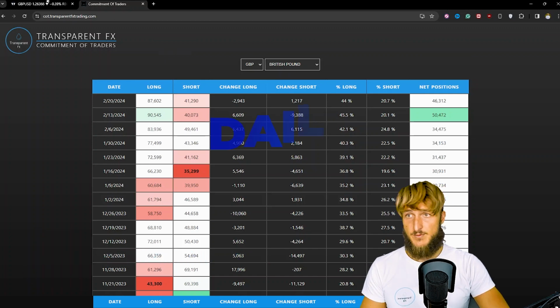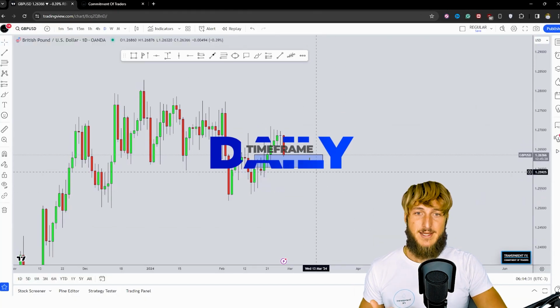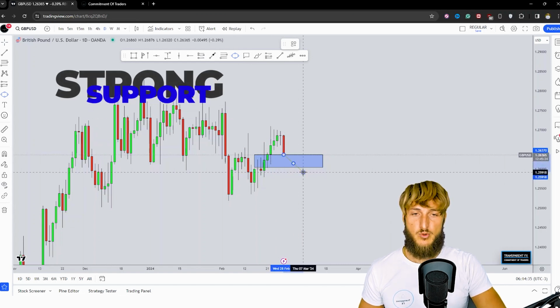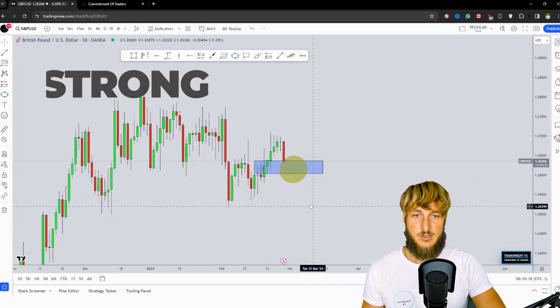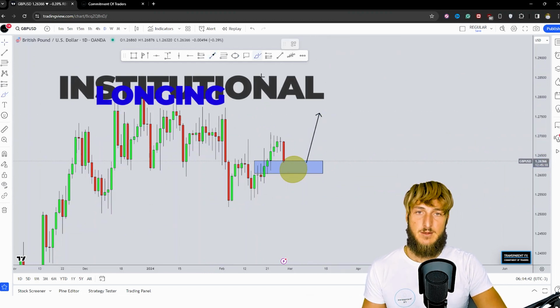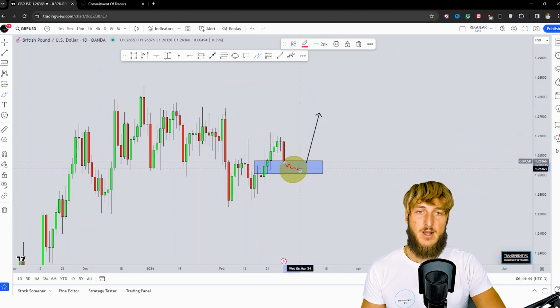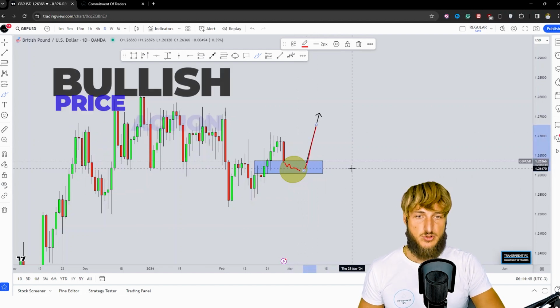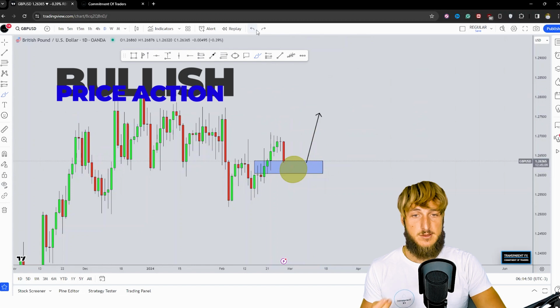Now, back to the analysis. As I was saying, from a daily perspective, at the moment, the market is testing strong daily support and demand. Now, inside of such a support area, we could expect more institutional longing. And if we get more institutional longing inside of this area, that would further increase the probabilities of a potential rejection to the upside away from this zone.